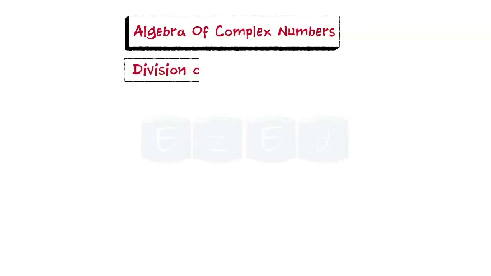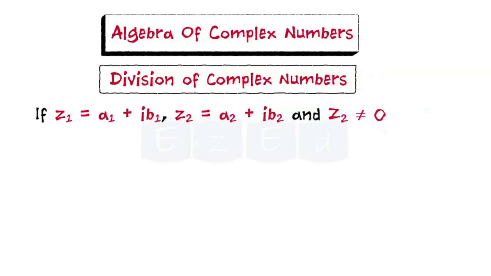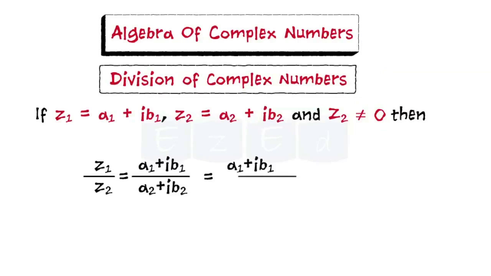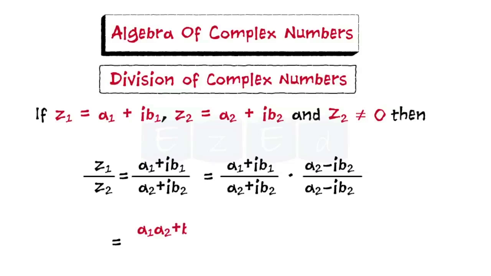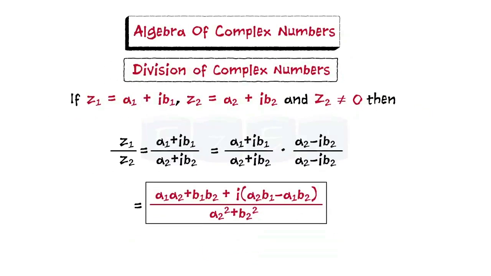Finally, we have the division operation. If Z1 equals A1 plus IB1, Z2 equals A2 plus IB2, and Z2 is not equal to 0, then Z1 over Z2 equals A1 plus IB1 over A2 plus IB2. Multiplying the numerator and the denominator by A2 minus IB2, the conjugate of the denominator, and simplifying, we get A1 A2 plus B1 B2 plus I times A2 B1 minus A1 B2 upon A2 square plus B2 square.